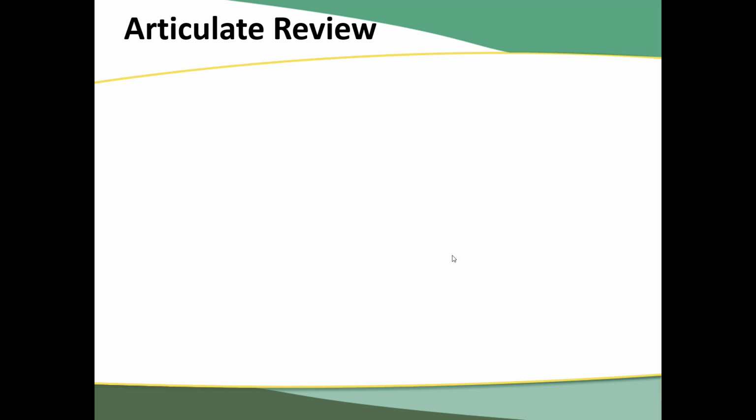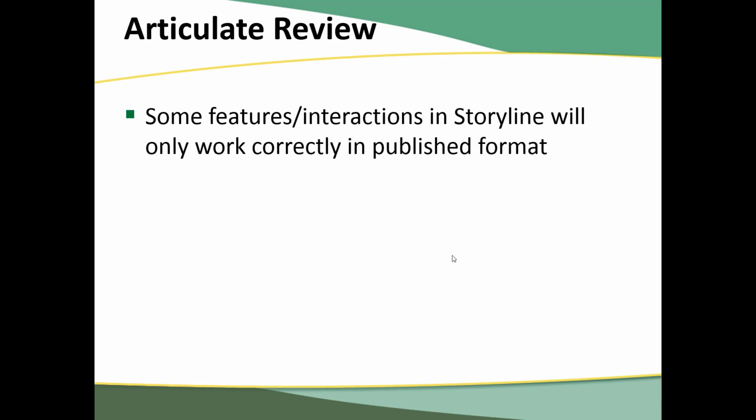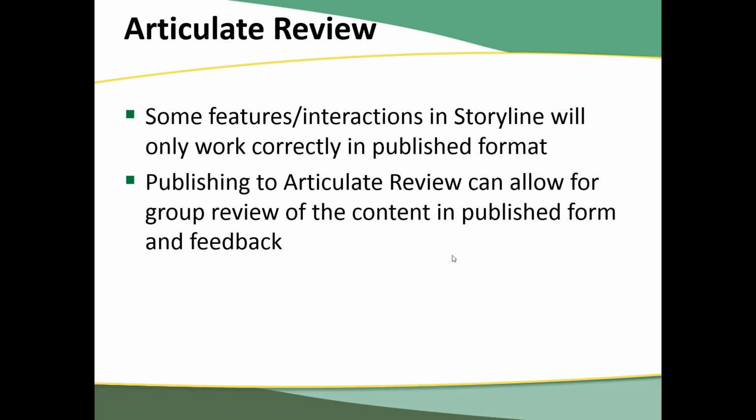Another thing that you may want to consider using is Articulate Review. This is something that we're going to be using for our own feedback, but it could be a useful way for you to collaborate as you're working on your development. Some of the interactions and features in Storyline won't really work correctly when it's not in a published format. You may have noticed this when you try to preview, and certain things don't quite work the way you intended. That's because sometimes you need to publish it. Articulate Review allows you to publish to a web URL. For this project, you're not going to have to worry about publishing to your UNCC space like we did with Captivate. Instead, we're going to use Articulate Review, which is part of your 60-day trial.